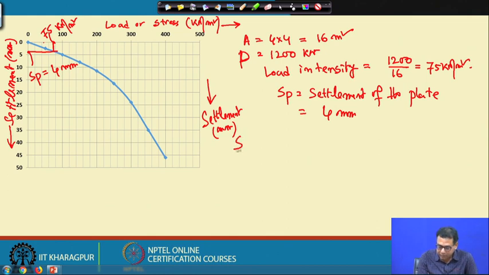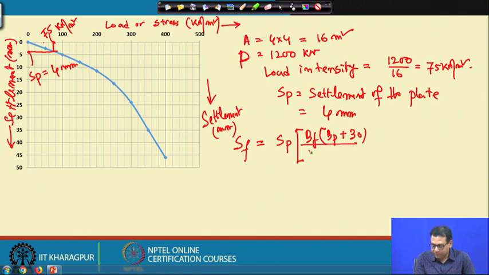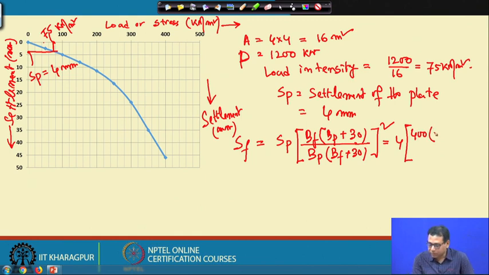Now, for the settlement of the foundation that I want to calculate, I use the correlation SF equals SP into BF into BP plus 30 divided by BP into BF plus 30, whole square. Now if I put in these values, SP is 4, BF, the width of the footing, is 400 because it is in centimeter, width of the plate BP is 60, plus 30.